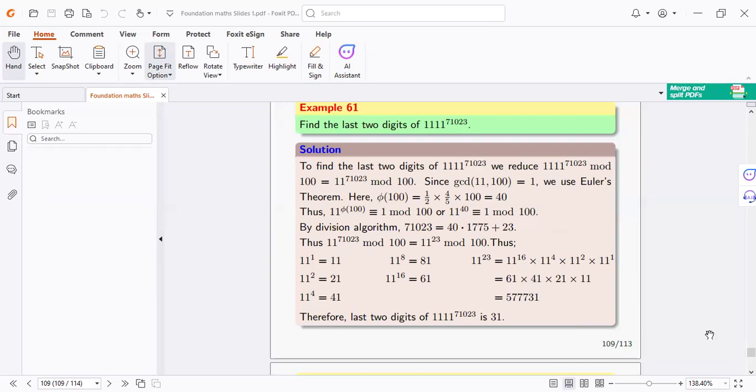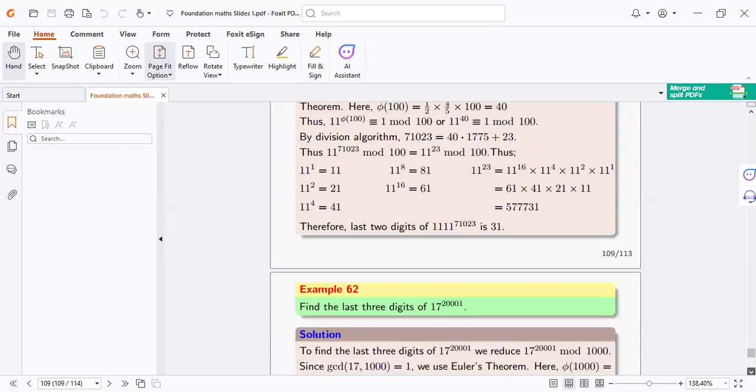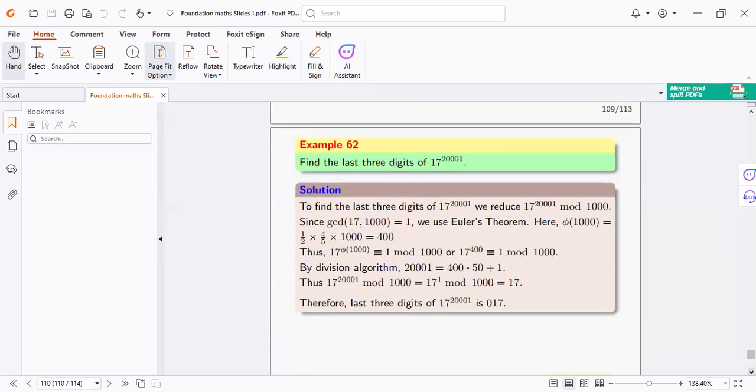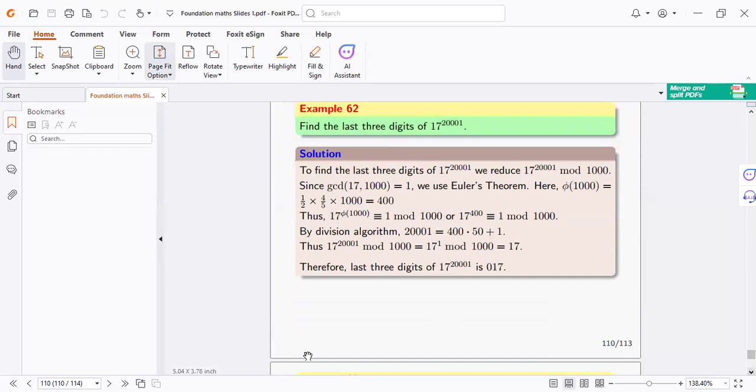Now, so we've seen how to find the last 2 digits. If the question was find the last 3 digits, you would do it modulo 1,000. And the example is here. We are doing it modulo 1,000. Find the last 3 digits. So that means you do it modulo 1,000. And this 17 again, you can see it's relatively prime to 1,000. That means the Euler theorem can be applied.